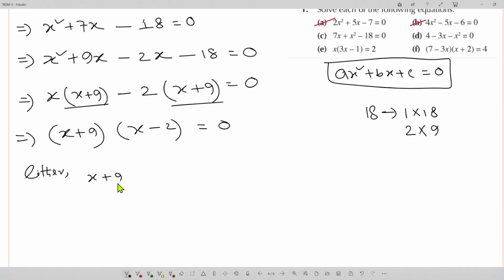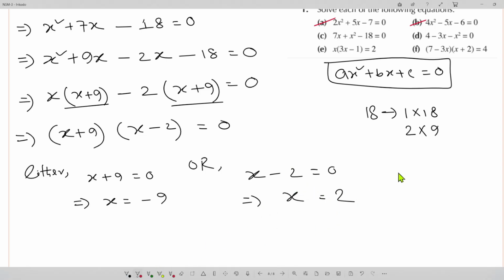Okay, either x + 9 = 0, so we can write x = −9, or we can write x − 2 = 0. It means once we add 2 to both sides, x = 2. So here are 2 answers: x equals either −9 or 2. Very simple. So number C is done.